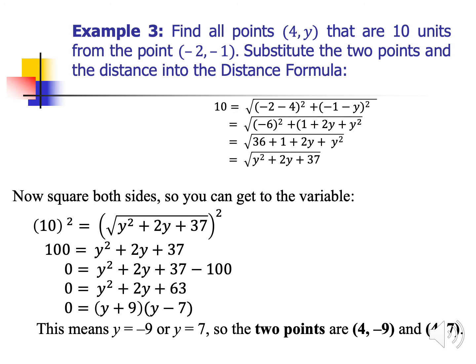This means, to extract the y, that y plus 9 equals 0, equating each factor to 0, and y minus 7 equals 0, so you have y equals negative 9, and your other y is equal to 7. So the 2 points are (4, -9) and (4, 7). Okay, so that's another application of the distance formula.